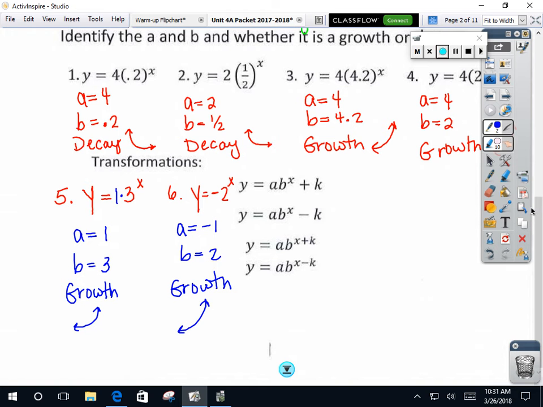What happened when a parabola was negative? It flipped. So think about it. Normally, it's going to be a growth, but that negative is going to reflect it, so it's going to end up looking like that, a growth that gets flipped upside down. Okay, but we'll look at more of those later.